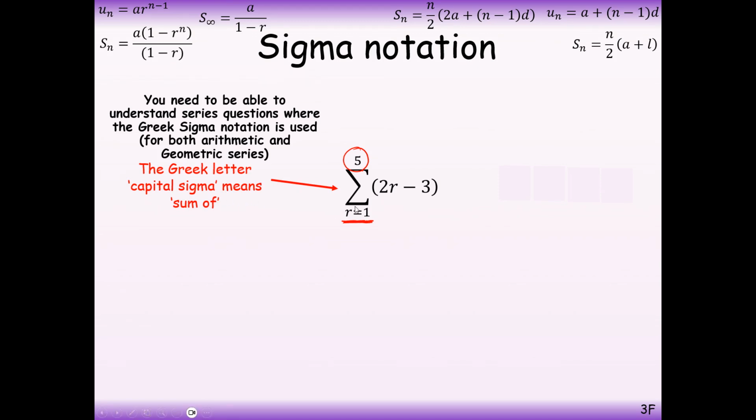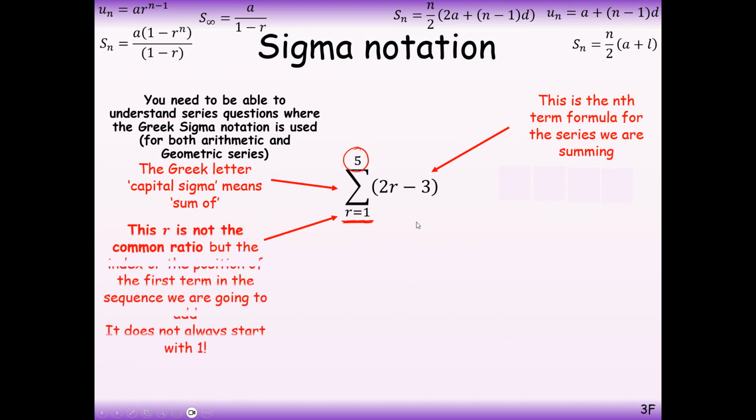So we said the sigma is the Greek letter which indicates to add up. The nth term is written in front of the sigma, and don't confuse this r with the common ratio. This r indicates the index. Different questions have different letters. Sometimes it's letter i, sometimes it's r, sometimes it's j, sometimes it's k, and sometimes it's a different letter. It doesn't matter what it is, it's just an index.